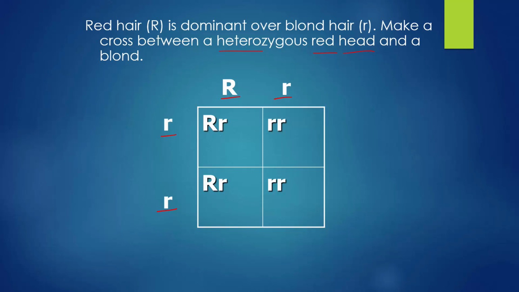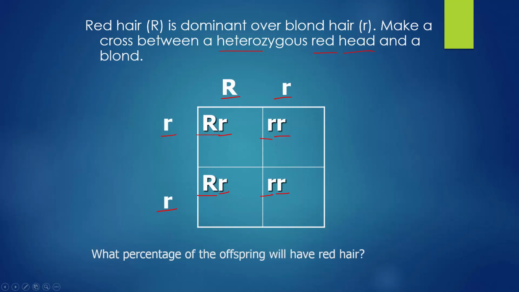So again, I fill in my big R by taking it and filling it down. Take my little r and fill it in on the right-hand side, because in case there's a parent with a big R over here, there is not. So then I can fill in my little r over here, little r over here, and then this r goes here and here. Okay? So then what percentage of the offspring will have red hair?